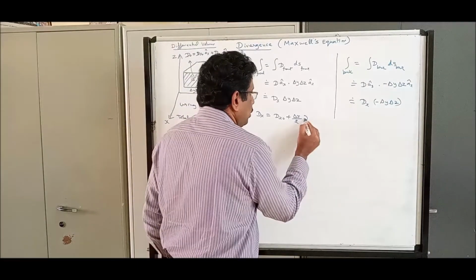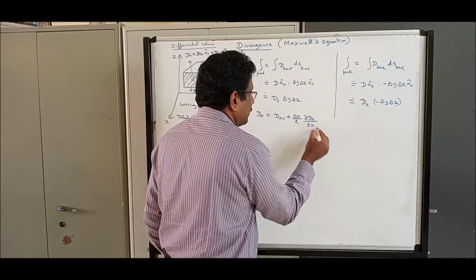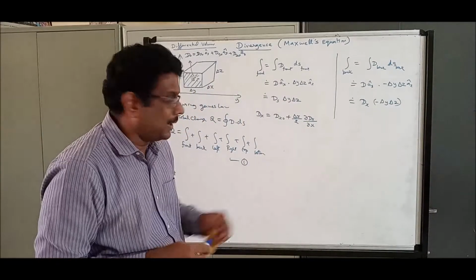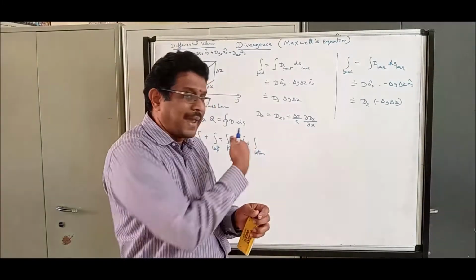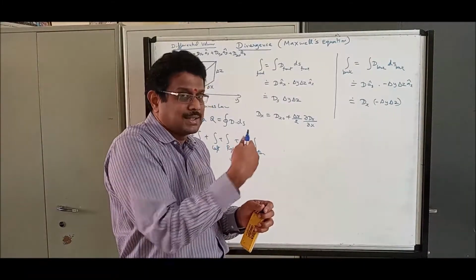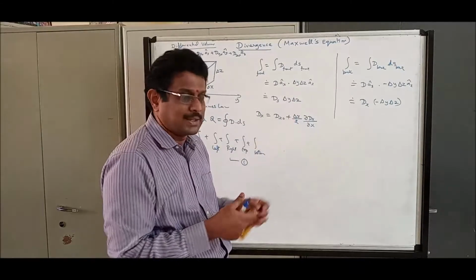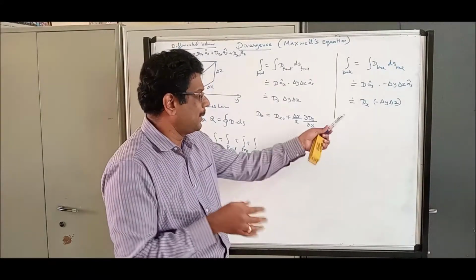So, ∂Dx/∂x. What does that mean? The x component has a variation in the x direction. So, the same if you do it in the back direction, again minus ∂Dx/∂x. That is because of the minus. Okay, that you should know, when I do it on the back side.